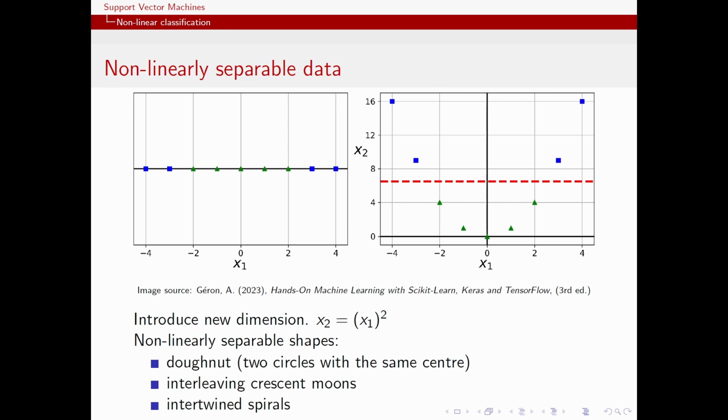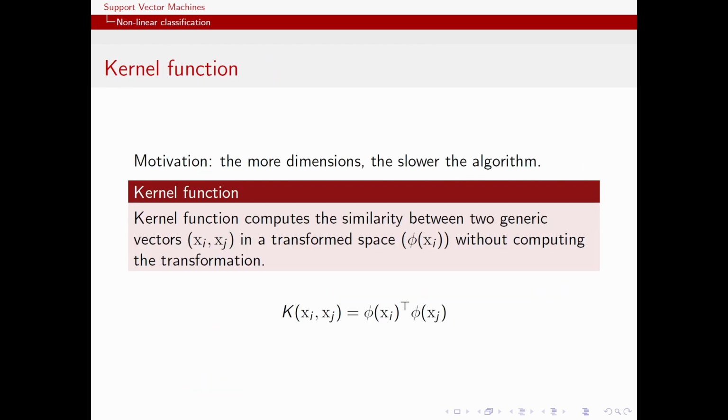So what we did in this example was that we introduced a new dimension, but introducing a new dimension and computing it for all the data points can be very expensive and cannot always lead to a separation that would actually help us. So the more dimensions we introduce, the slower the algorithm gets. And that's why we would like to use a kernel function, or a kernel trick.